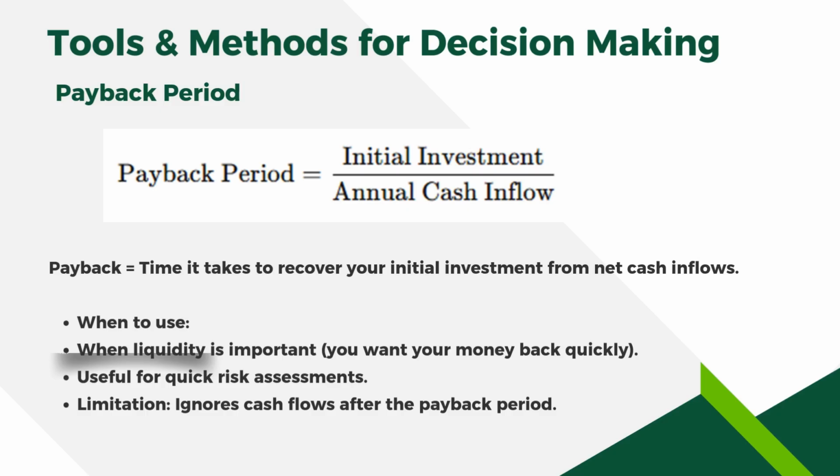Often you shouldn't rely on just one method. For example, NPV tells you value, IRR gives you the rate of return, and payback tells you how fast you get your money back. Using 2 or more methods together gives you a more complete picture.